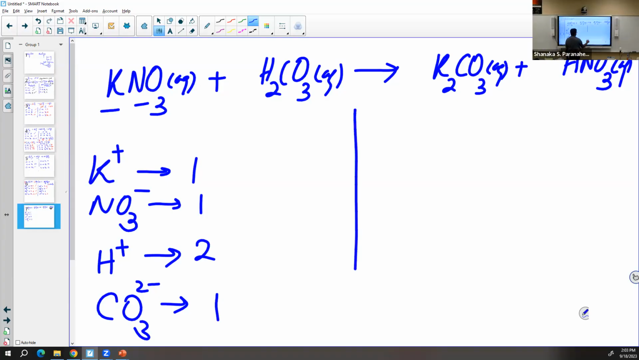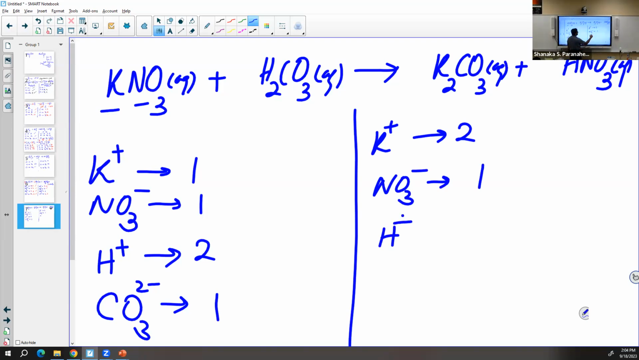Product side, potassium ion. There are 2 of those. And the next one is nitrate. The nitrate presenting nitric acid. We have only 1. Next one is H plus. So we have only 1 H plus ion in nitric acid, and the last one is carbonate, CO3 2 minus, 1. So 1, 1, 2, 1. So it is unbalanced.